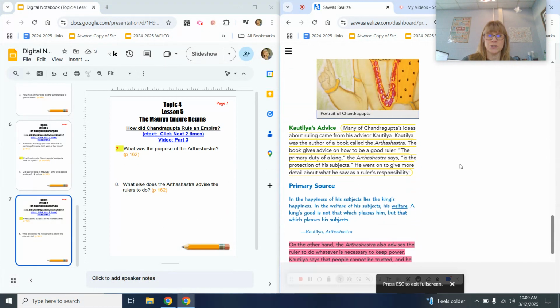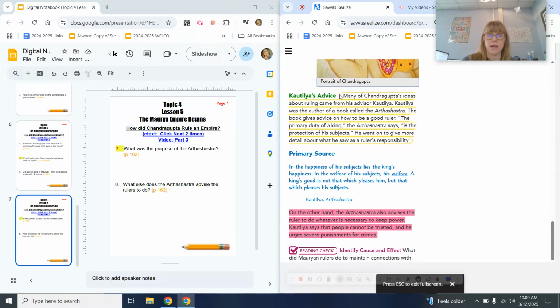There are 2 questions here. One is a mastery check question, and one is not. The mastery check question, what was the purpose of the Arthashastra? You'll find the answer in this first paragraph we're about to hear. It's circled in yellow. And the last question of this digital notebook, what else does the Arthashastra advise the rulers to do? You'll find that answer in this pink paragraph. Let's go ahead and listen.